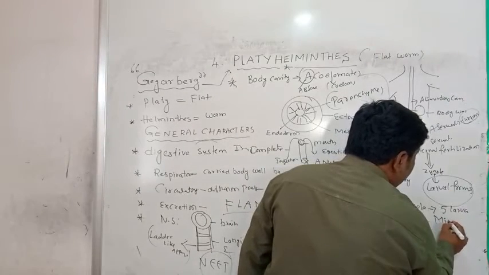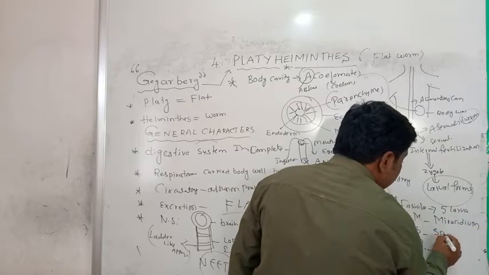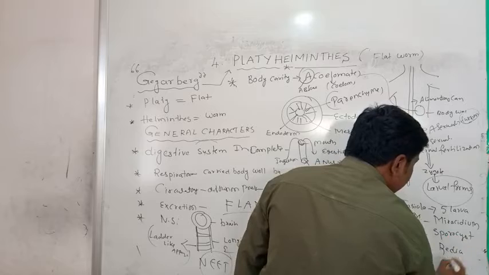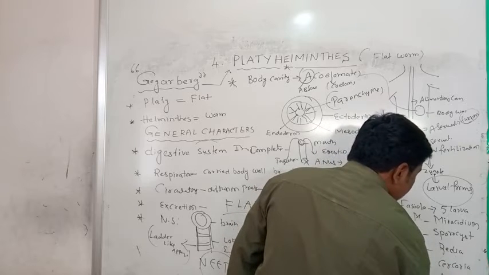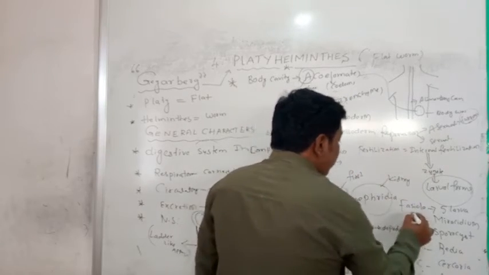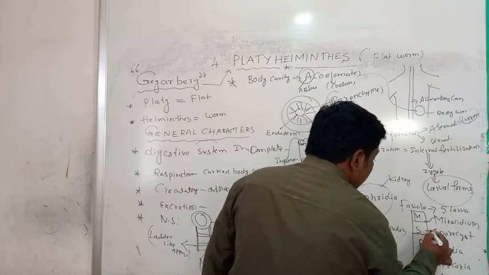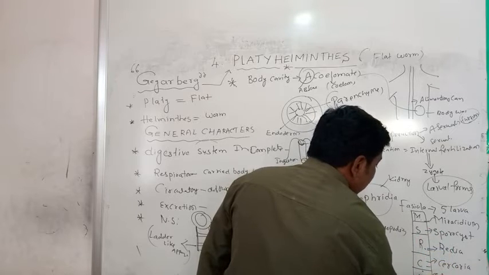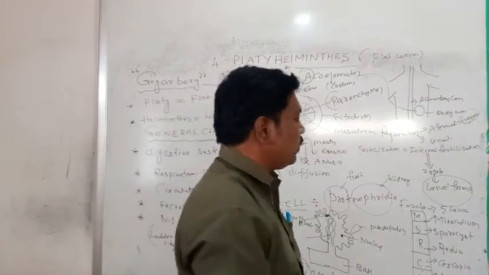M stands for Miracidium, S stands for Sporocyst, R stands for Redia, C stands for Cercaria, M stands for Metacercaria, right? So this is the mnemonic, beta. MSRCM. M stands for Miracidium, S for Sporocyst, R for Redia, C for Cercaria, M for Metacercaria. So this is MSRCM, Madhusudan Rao, Chief Minister, CM, right?